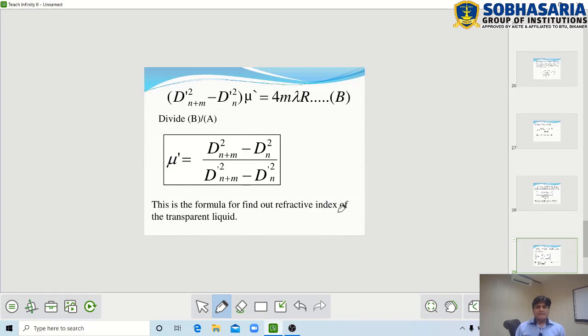In this way we have discussed two applications of the Newton's ring experiment. In the first application we find the wavelength of the incident light by the Newton's ring experiment. In the other application we find the refractive index of a transparent liquid by the Newton's ring experiment.